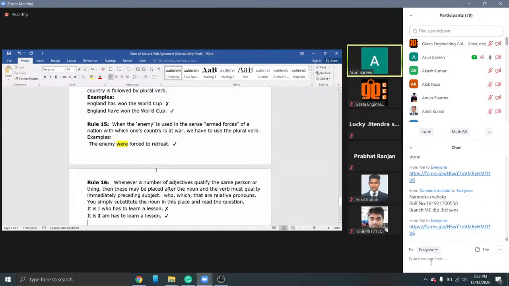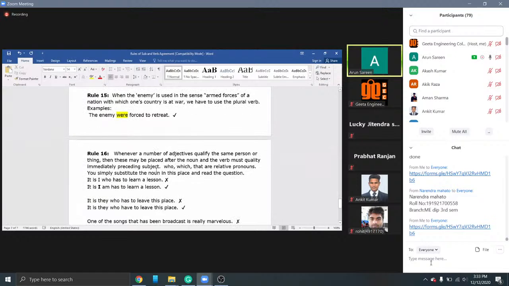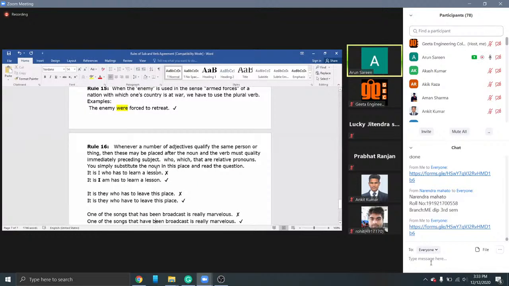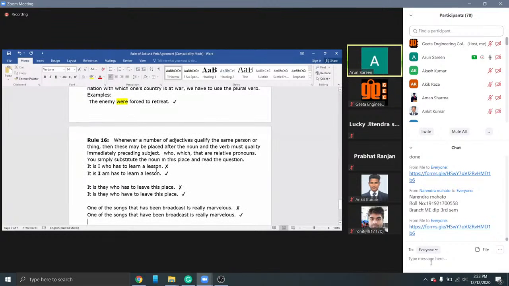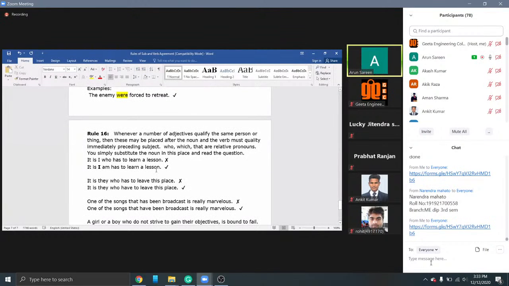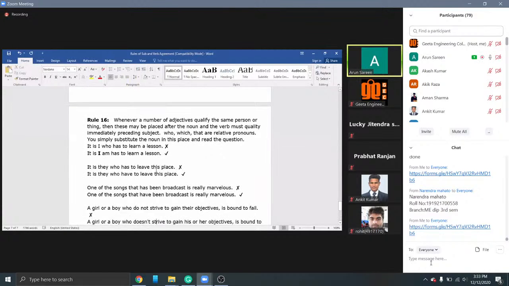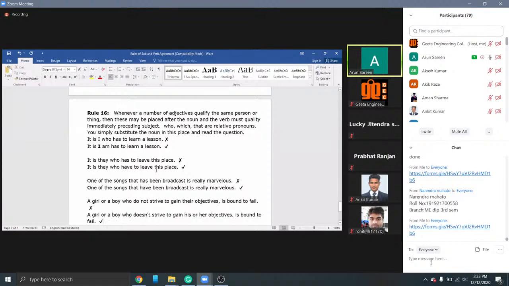चलिए, अबाउट टू फिनिश. रूल नंबर 16. Whenever a number of adjectives qualify the same person or thing, then these may be placed after the noun and the verb must agree with the noun immediately preceding the subject. Who, which, that are relative pronouns. You simply substitute the noun in this place and read the question. It is I who has to learn a lesson. No, it is I am has to learn a lesson. Confusing. It is they who has to leave this place. No, it has to be have. It is they who have to leave this place.